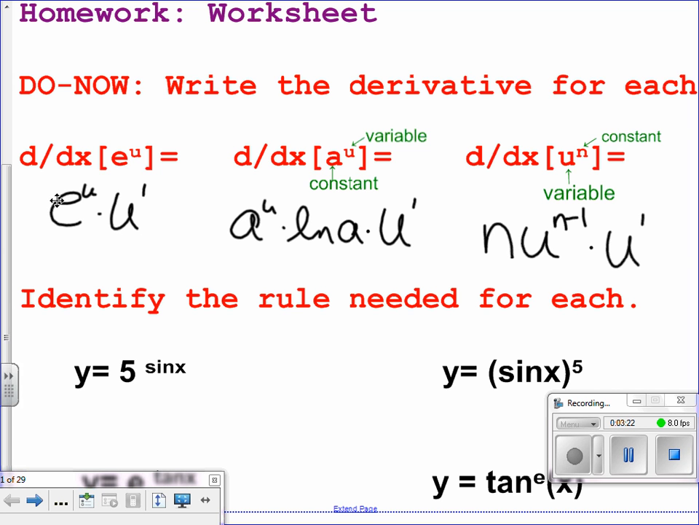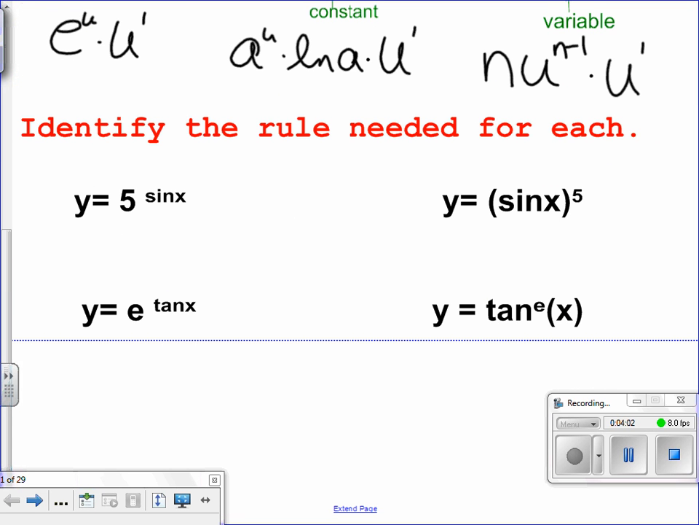All of these involve the chain rule. But the ones that people get confused with are these two. I don't think people get confused with e to the u because they see the e. But what you really want to notice is that to use the a to the u differentiation rule, the base has to be a constant, and the exponent contains the x, that's the variable. With the power rule, the u to the n, the exponent is the constant. When I say constant, no x's. It's just a number. It doesn't change.